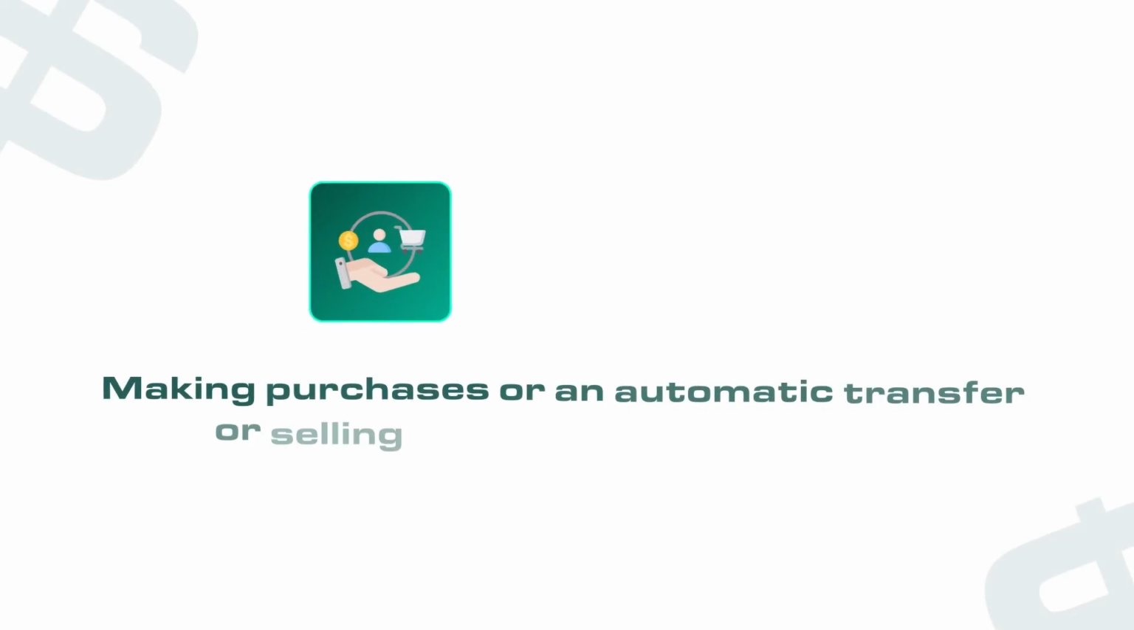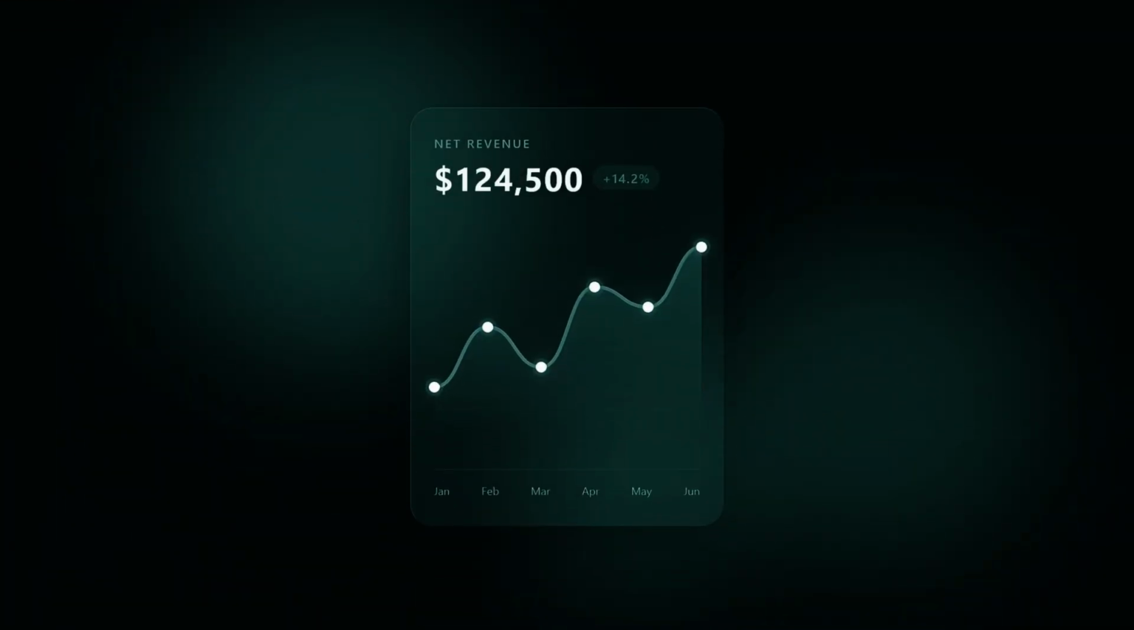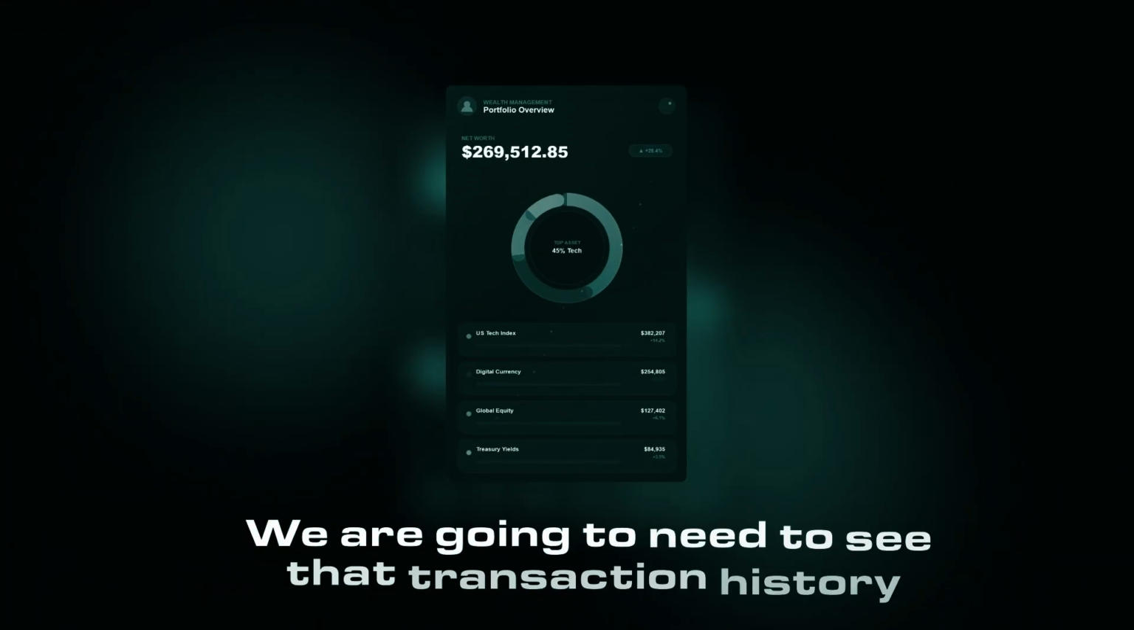The reason that 90-day history is used is because it's deemed to be a reasonable amount of time in order to source funds out. So essentially, if the money has been sitting in your account for a period of 90 days or so and hasn't been moving around, and you've just had some minor balance changes from making purchases or an automatic transfer or selling something on Facebook Marketplace for a small amount, those things won't really raise eyebrows. However, if you have a large deposit to the account, we are going to need to see that transaction history.